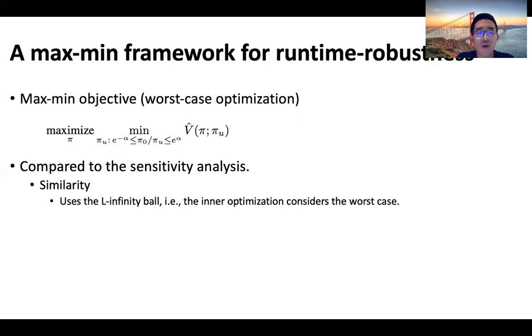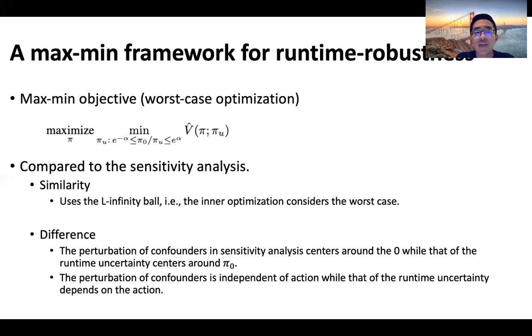Note that our framework is similar to the sensitivity analysis, which is used to handle unmeasured confounders in observational studies. They are similar in that both cases consider an L-infinity ball in the minimax optimization. However, they differ in some essential aspects. First, the sensitivity analysis searches for the adversarial direction from 0, while we start from pi 0, which means that robustness is policy specific. Second, the perturbation of confounders is independent of action, while that of the runtime uncertainty depends on the action.